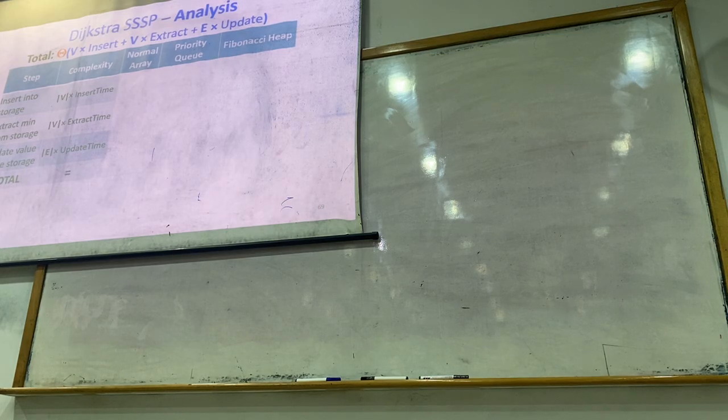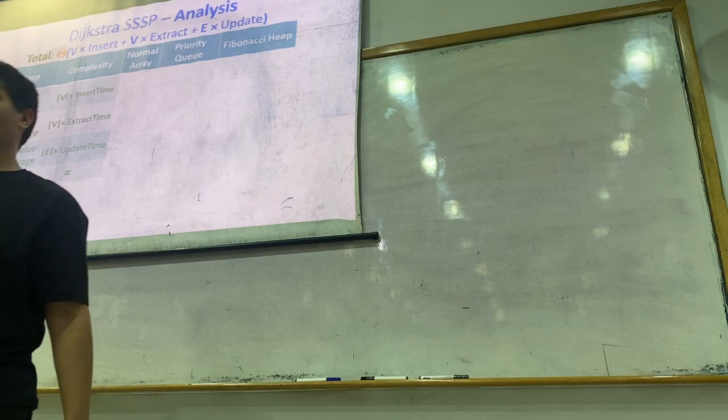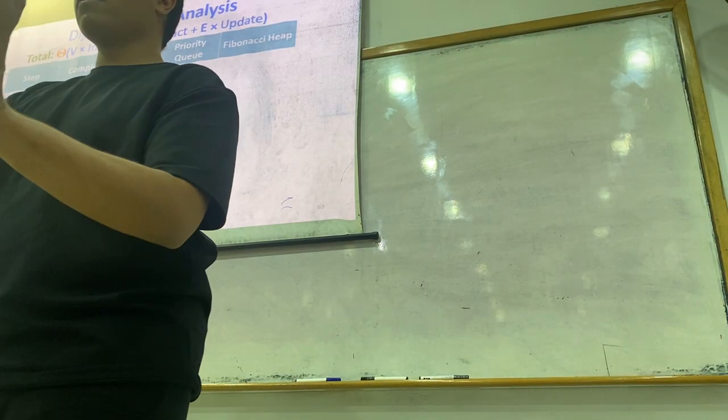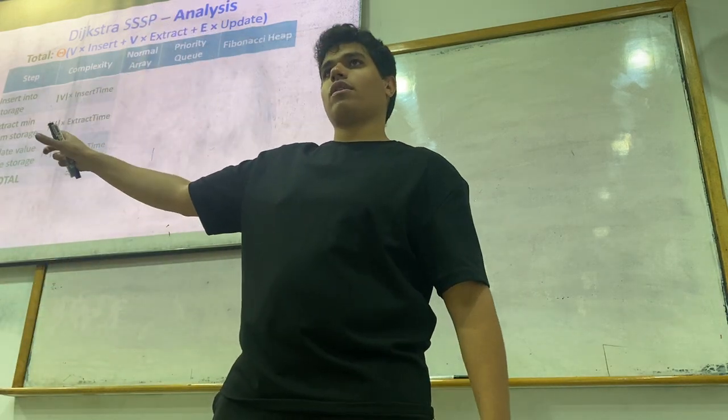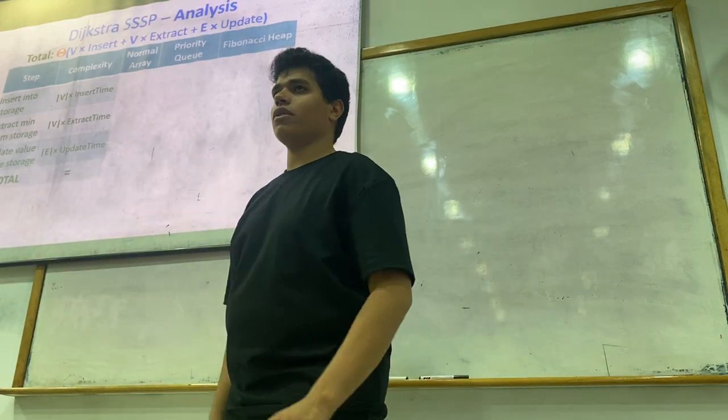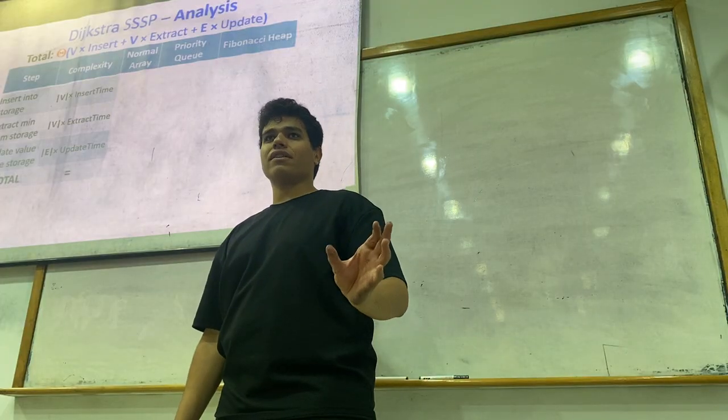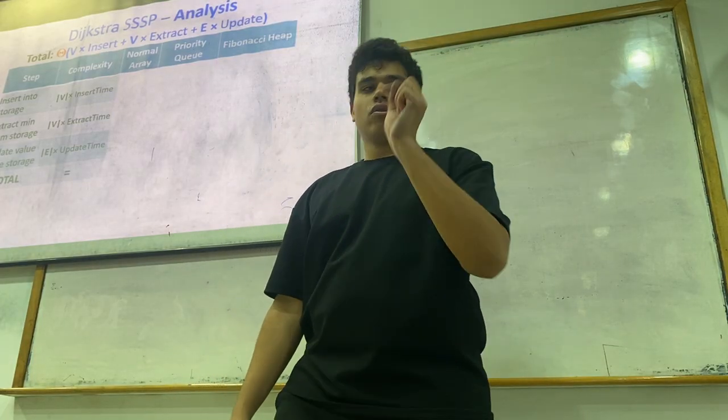So what if I'm using a normal array? How to insert in a normal array? What's the order? Order 1. Array of 0 equals 1, or array of 0, 0 equals something. I'm only indexing to enter, that's right? So in order to insert in an array, it's order 1.